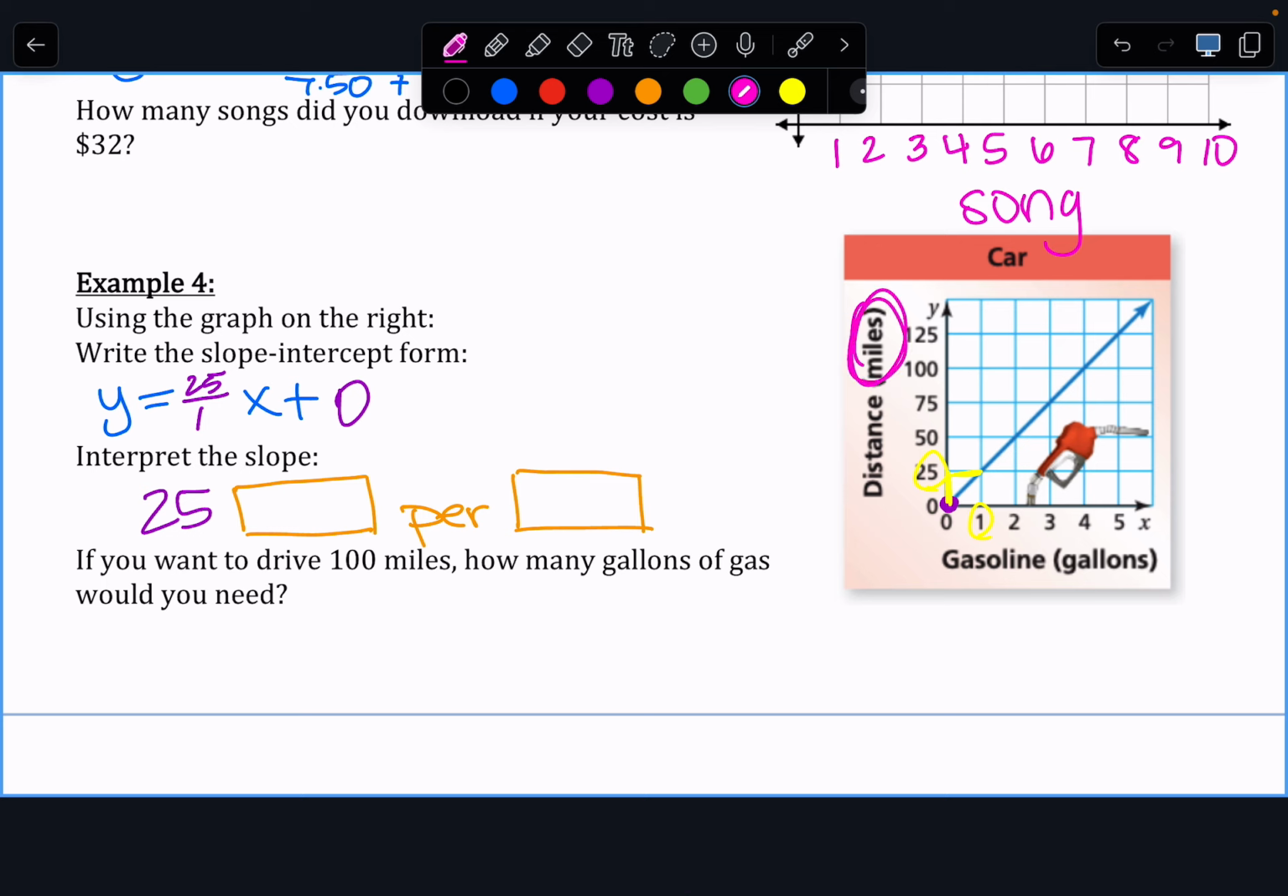Will you circle miles and will you circle gallons? Those are the labels for our X and Y axis. We need to figure out, does our slope mean miles per gallon or gallons per mile? What do we got to put in the numerator? Rise or run? Rise over run. So what is our rise? Miles is our rise. And what's our run? Gallons.